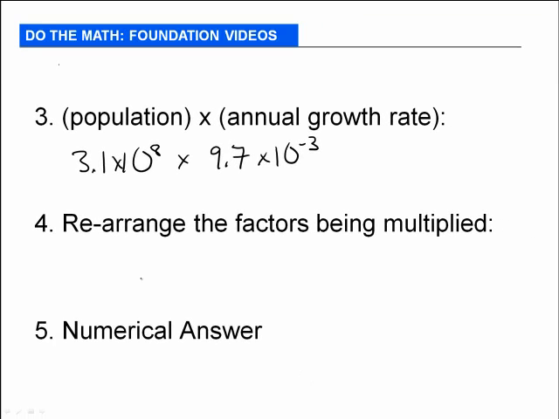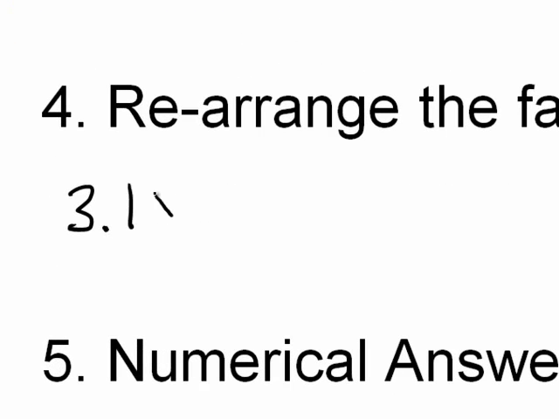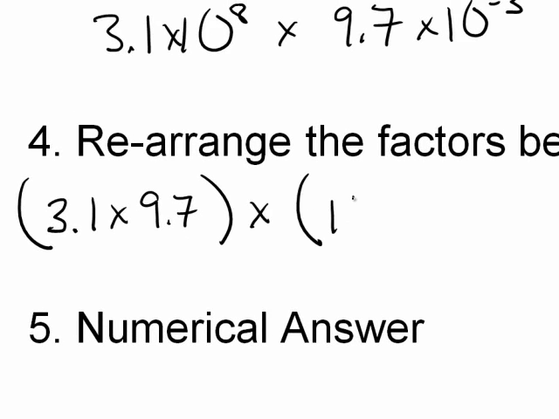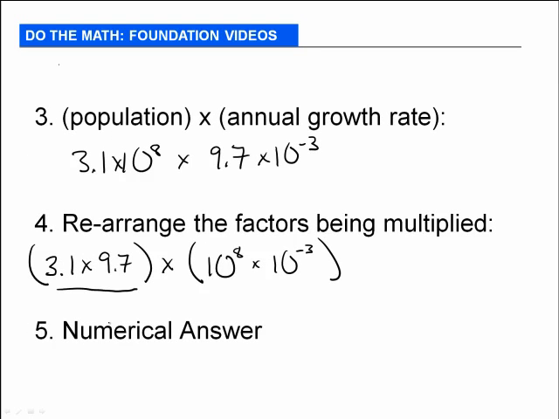Now we're going to rearrange the factors being multiplied. So watch what I do. I'm going to take the 3.1 and multiply it by the 9.7. And then I'm going to multiply that by 10 to the 8th times 10 to the minus third. So I've just taken the powers and put them together, and the numerical ones and put them together. Now if we take a calculator out and multiply 3.1 times 9.7, we get 30.07. And we're going to say times 10.